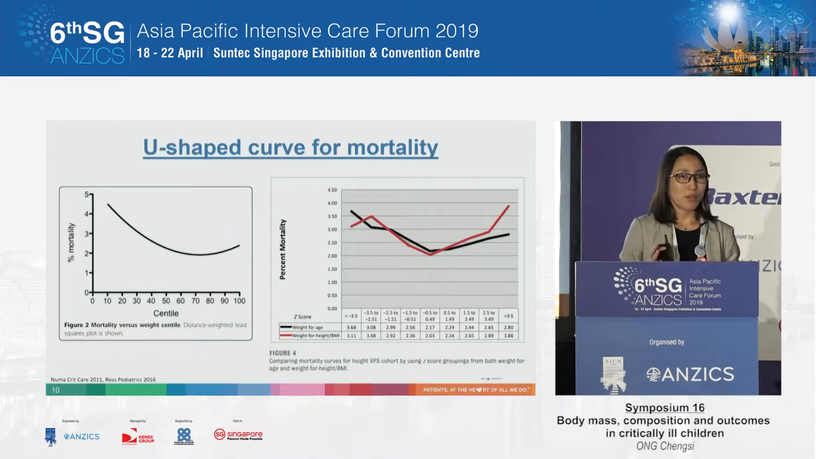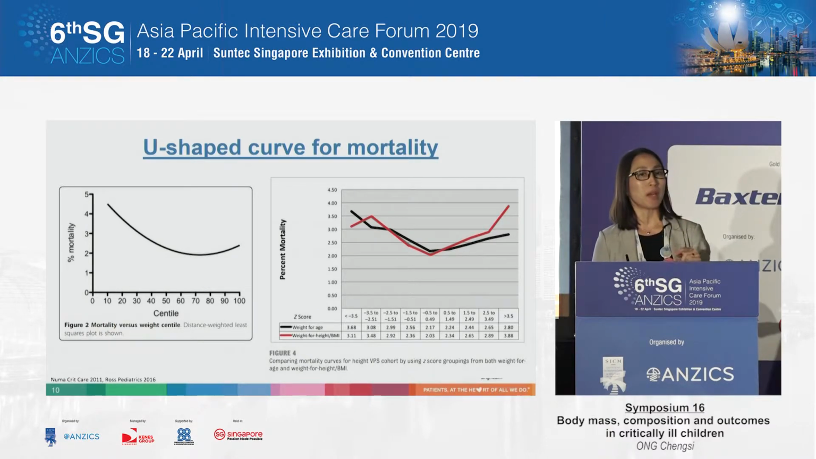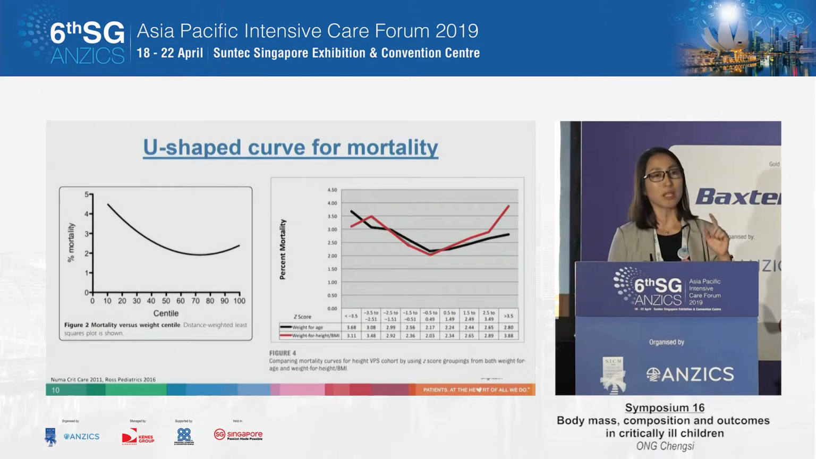The first study, by Numa and the group in Australia, using weight z-scores, has shown that there's a U-shaped curve for mortality. So if you're on the extreme ends, you actually experience greater risk for mortality. And this was replicated in another study more recently, which showed in red the line for the BMI z-score and the risk of mortality. So actually, it appears that it's not good if you're too underweight or too overweight.